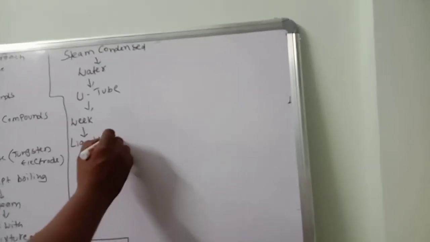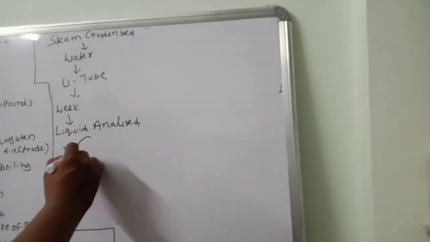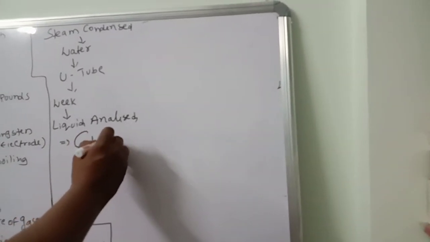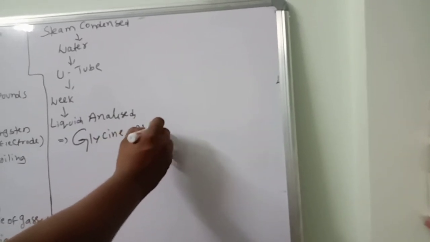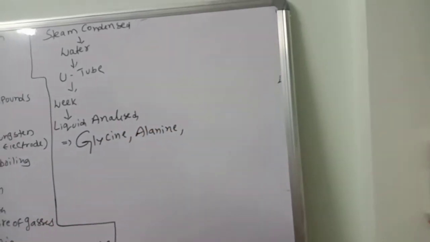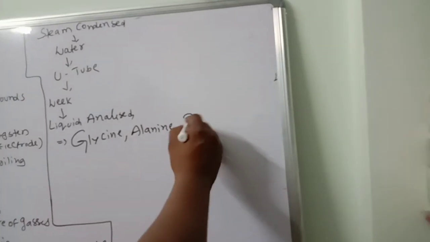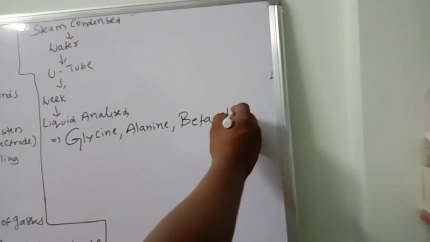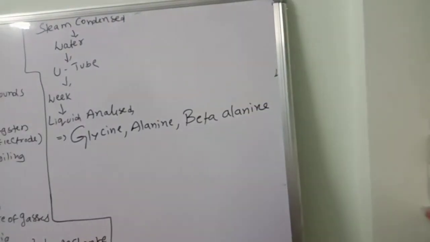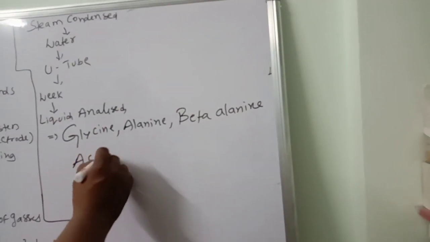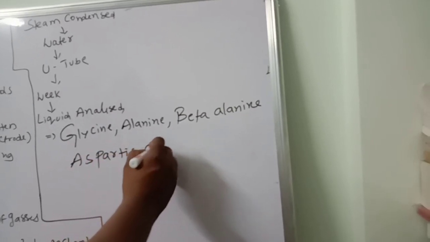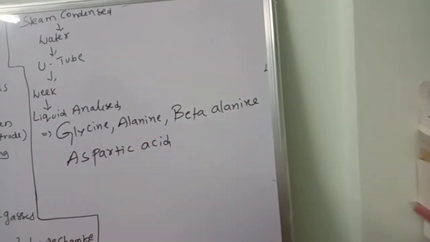What did he do with that liquid? He analyzed it. In that liquid, what did he identify? Number one, the formation of amino acids, as you know very well: glycine, alanine, and beta alanine. These are all important, you should remember. Beta alanine and aspartic acid were identified.